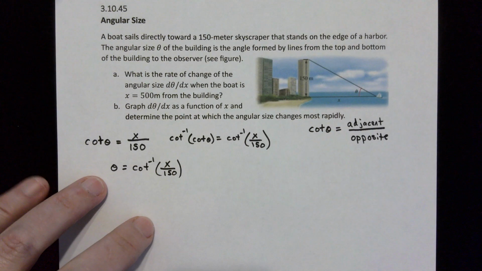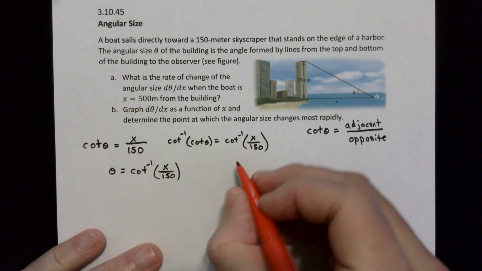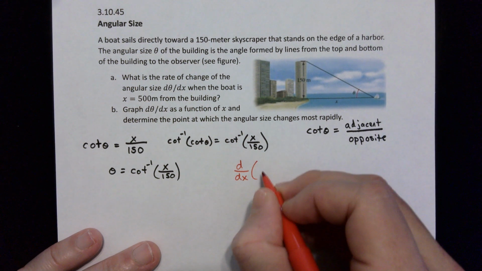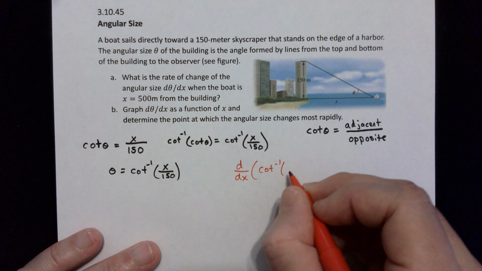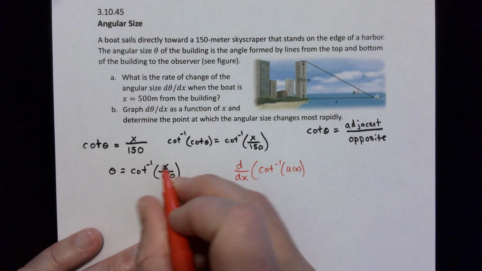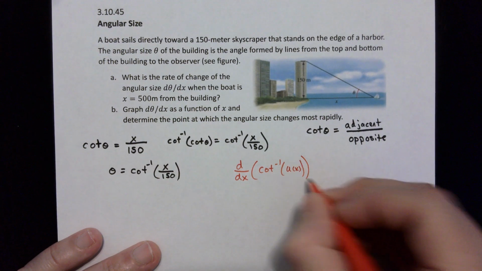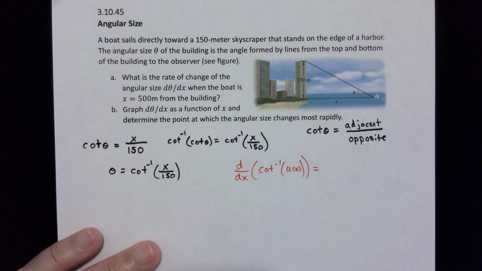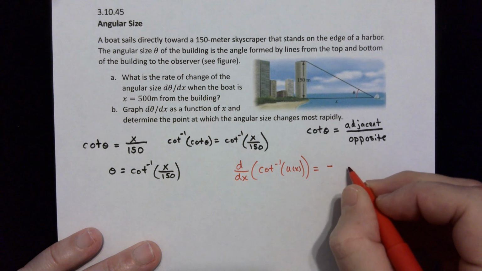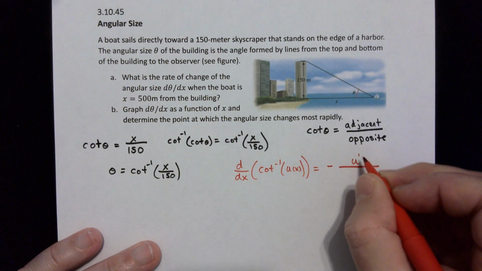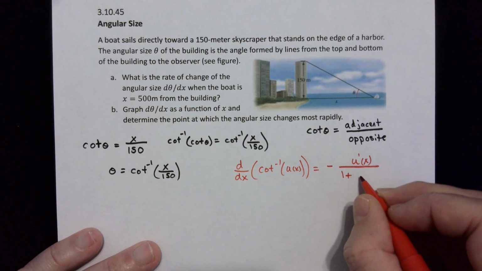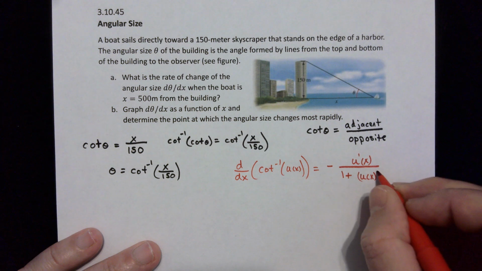Okay, so recall the derivative of an inverse cotangent function, cotangent inverse of u of x. The reason I'm putting u of x is because it's not just an x inside this cotangent. There's a function in there, x over 150. So I'll write u of x. Okay, so the derivative of cotangent inverse when there is a function on the inside is this, negative in front of the fraction, and this will be the derivative of the inside, the derivative of u of x, divided by 1 plus the u of x term squared.